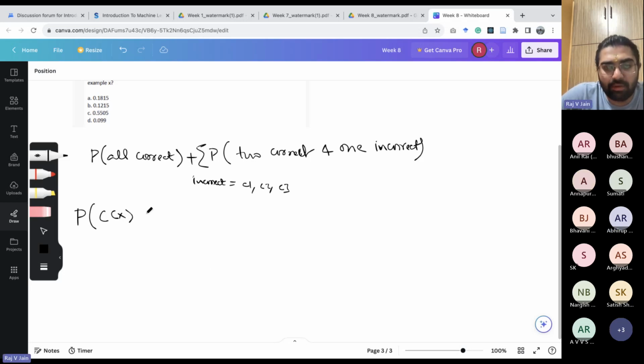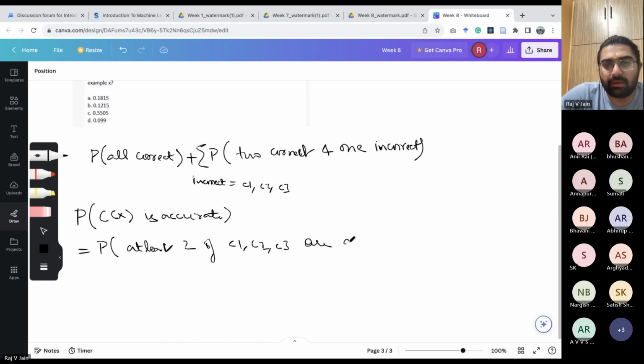So the probability that C of X is accurate, right? It basically means the probability that at least two of these classifiers C1, C2, C3 are accurate. Because we're talking about majority vote, right? So if two of them are accurate, then automatically C of X will become accurate, at least two of them. So the probability that at least two of them are accurate is nothing but saying this probability.